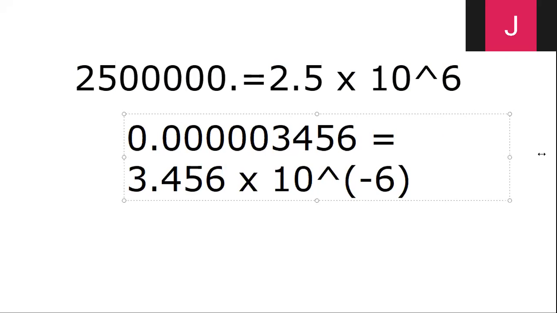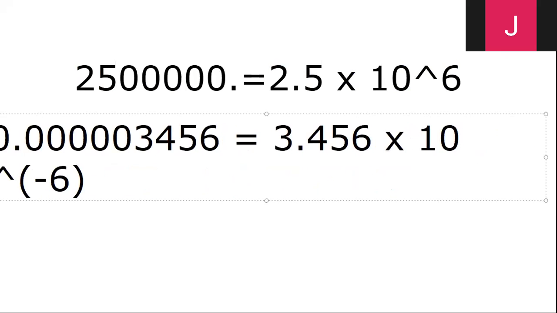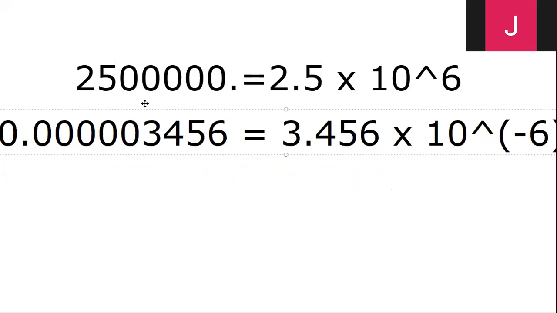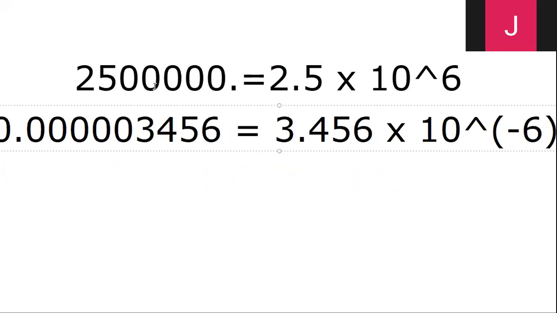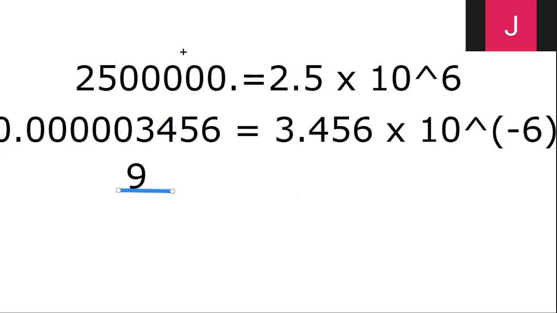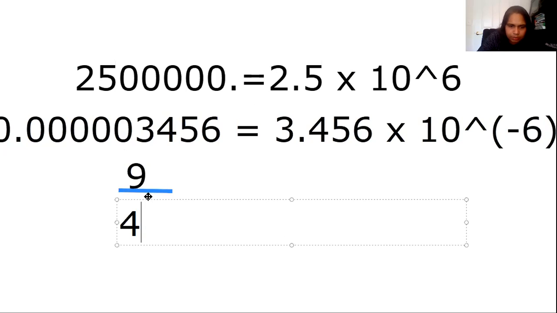So like you said, going to the right gives a negative power, and going to the left gives a positive one. For this answer, it says D. Okay, let's do that. So you have 9 divided by 4 times 10 to the power minus 6.